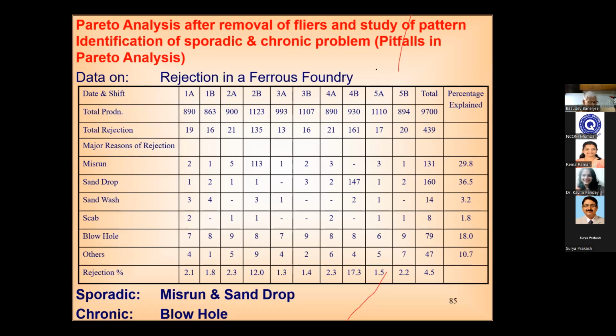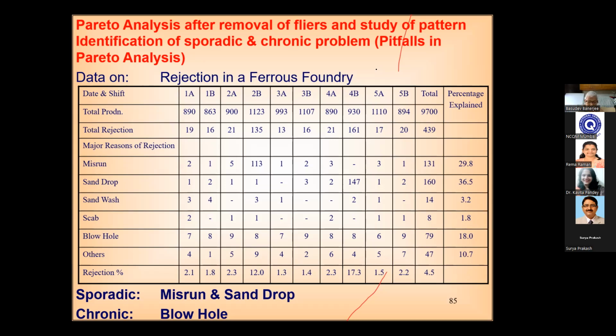It gives what is the percentage of sporadic versus chronic. Yes, which is sporadic you find here? There is misrun and sand drop. Very good. Thank you, doc. You see there, out of misrun, it is coming 215, suddenly 113 in one shift, second B shift. Similarly, sand drop, suddenly one shift, again B shift, you see 147. These are known as sporadic problems. Suddenly something happened. Whereas blowhole, you see, it's a chronic problem. Every day it is happening. 9, 8 and all that.